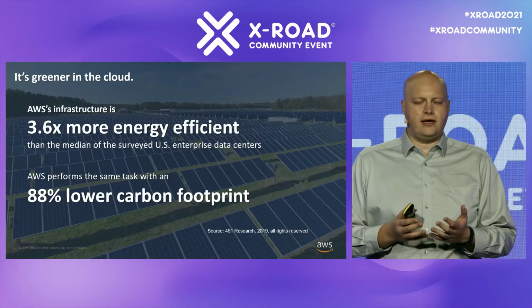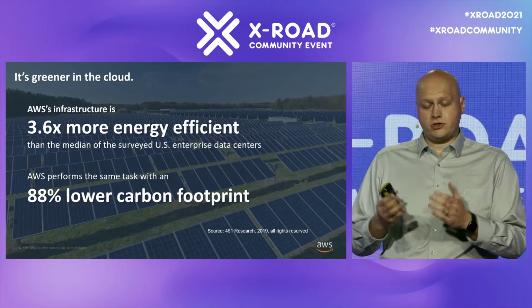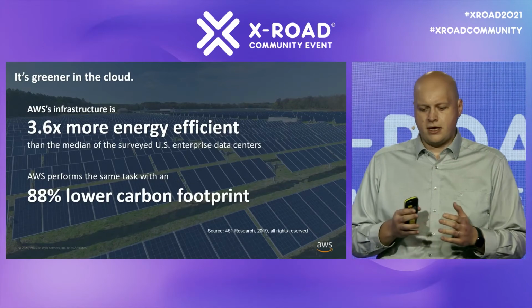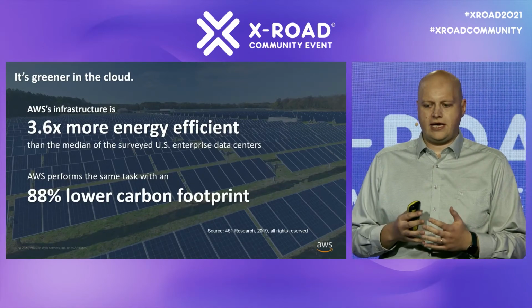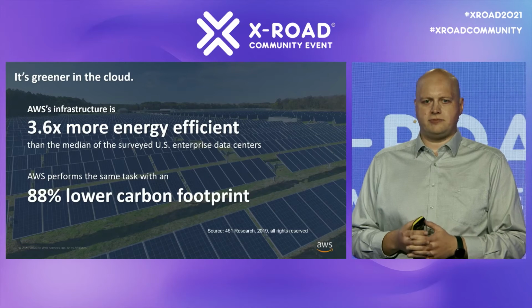But these aren't the only benefits. We see that it is greener in the cloud. Based on research made in 2019, AWS's infrastructure is about 3.6 times more energy efficient than the median of surveyed US enterprise data centers, and we perform the same task with an 88% lower carbon footprint. Most of the reduction in the carbon footprint comes from being able to run at scale, utilize servers and resources better, and give those savings back to you as a customer.